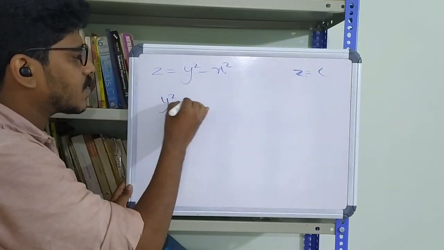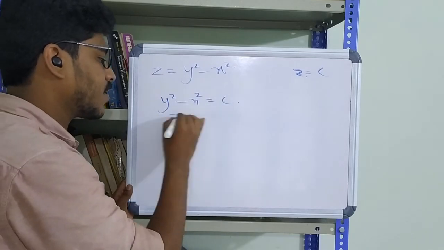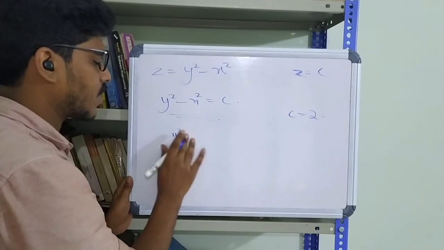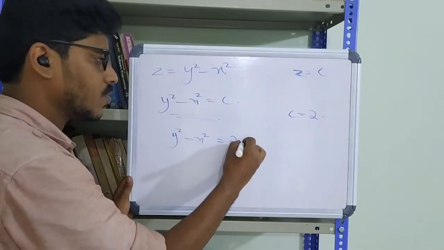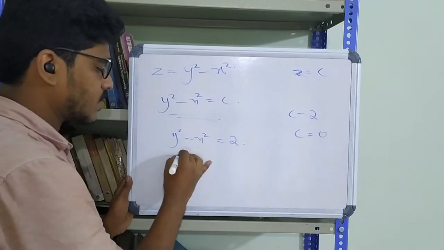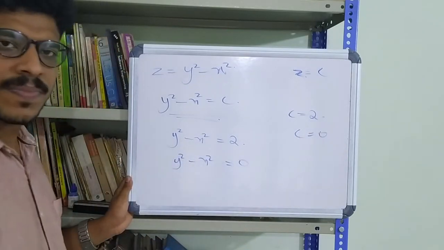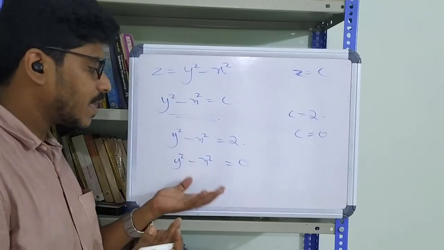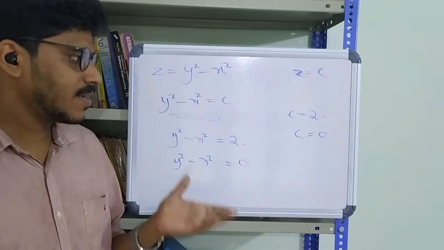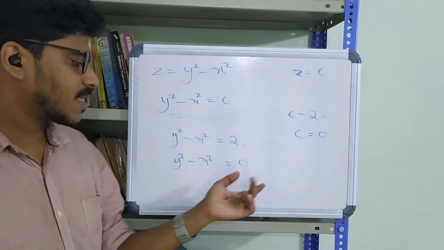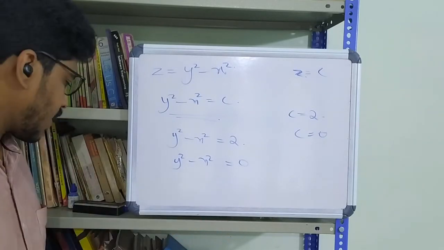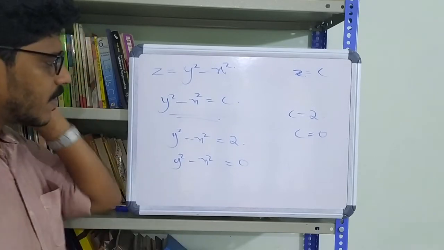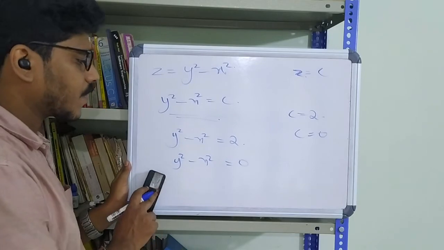Now, the level curves are obtained by simply assigning the value c. So, y square minus x square equal to c gives the level curves. If I choose c equal to 2, the level curve is y square minus x square equal to 2. If I choose c equal to 0, y square minus x square is equal to 0. Right. These are all possible level curves. There are infinitely many level curves for this function. You can choose different values for c and obtain different level curves. Okay, so this is how we deduce the level curves from a function.